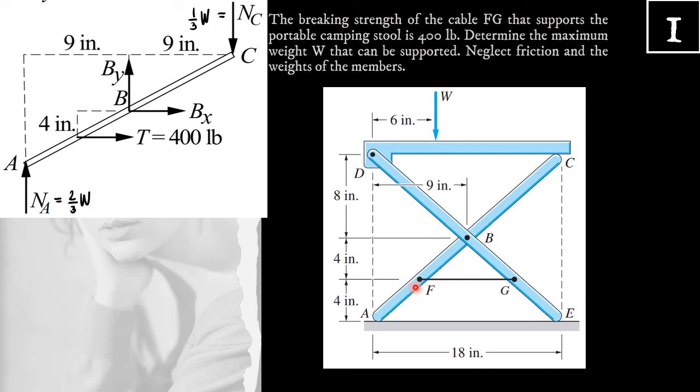We also have a cable FG, which has a breaking strength of 400 pounds. Now you have to remember that cables, wires, and ropes can only support tensile force. Therefore, the force in FG is a tensile force equal to 400 pounds. And for the reaction of the pin connection at point B, it has two components, horizontal component BX, vertical component BY. Again, these directions are assumed.